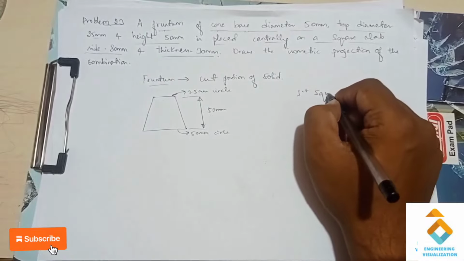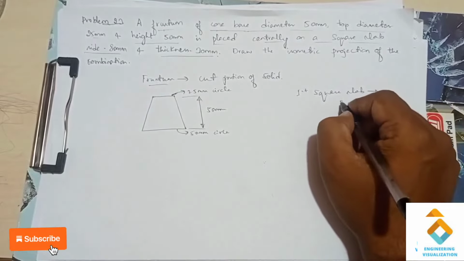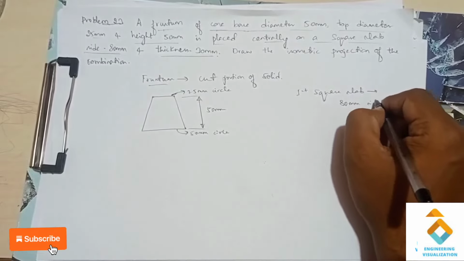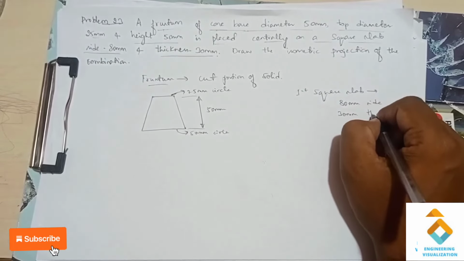So the first diagram we have to construct is a square slab. The square slab dimensions given are a side of 80 mm and a height, that is thickness, of 30 mm.